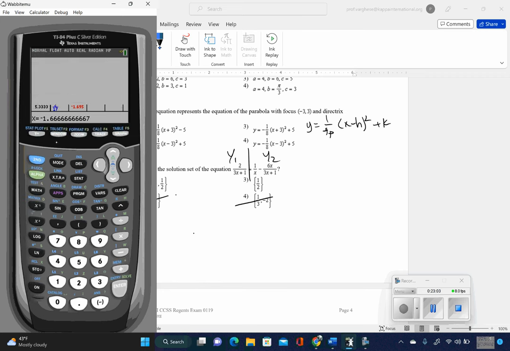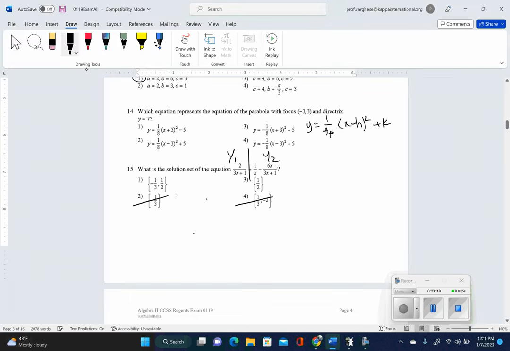Let me do that again. Second table set or second window, negative 1/3. Let me hit second graph. And I have errors. Okay. So not all errors are the same. So as soon as you see that, they are not equal. So the only answer is 3.